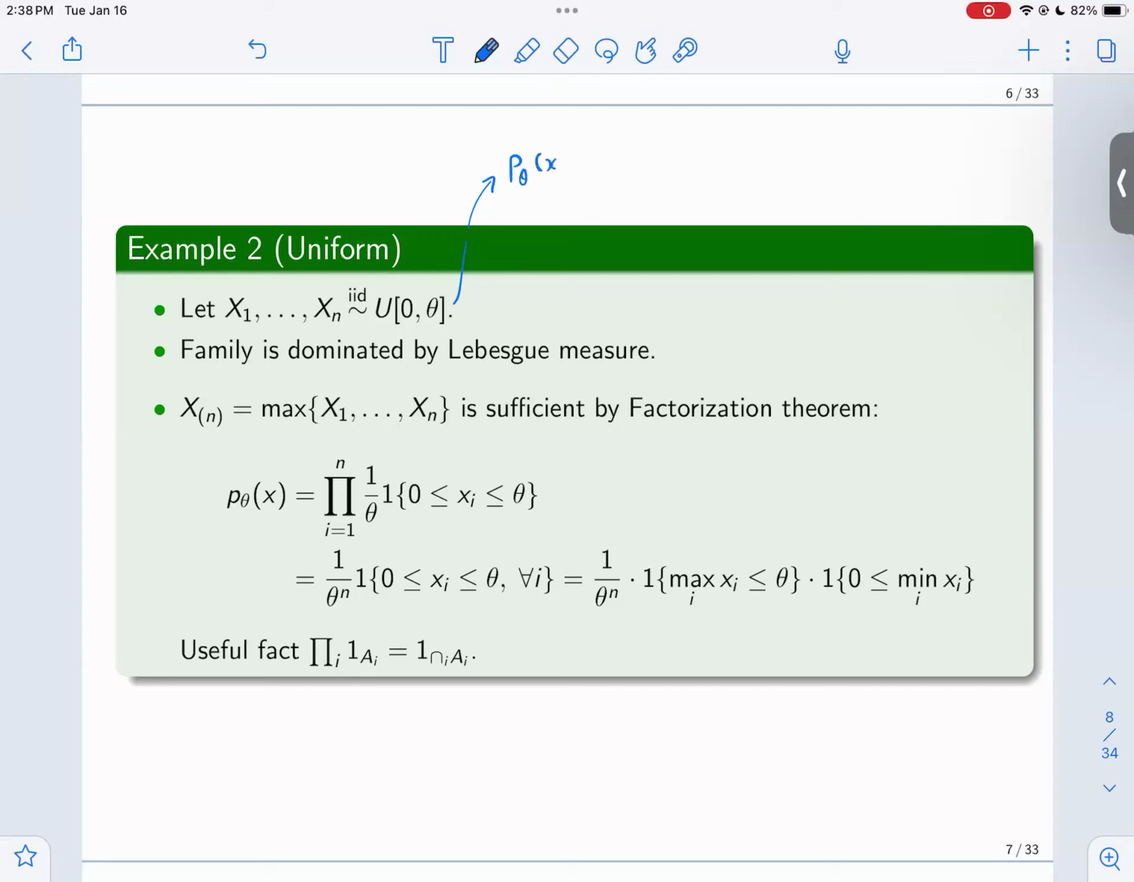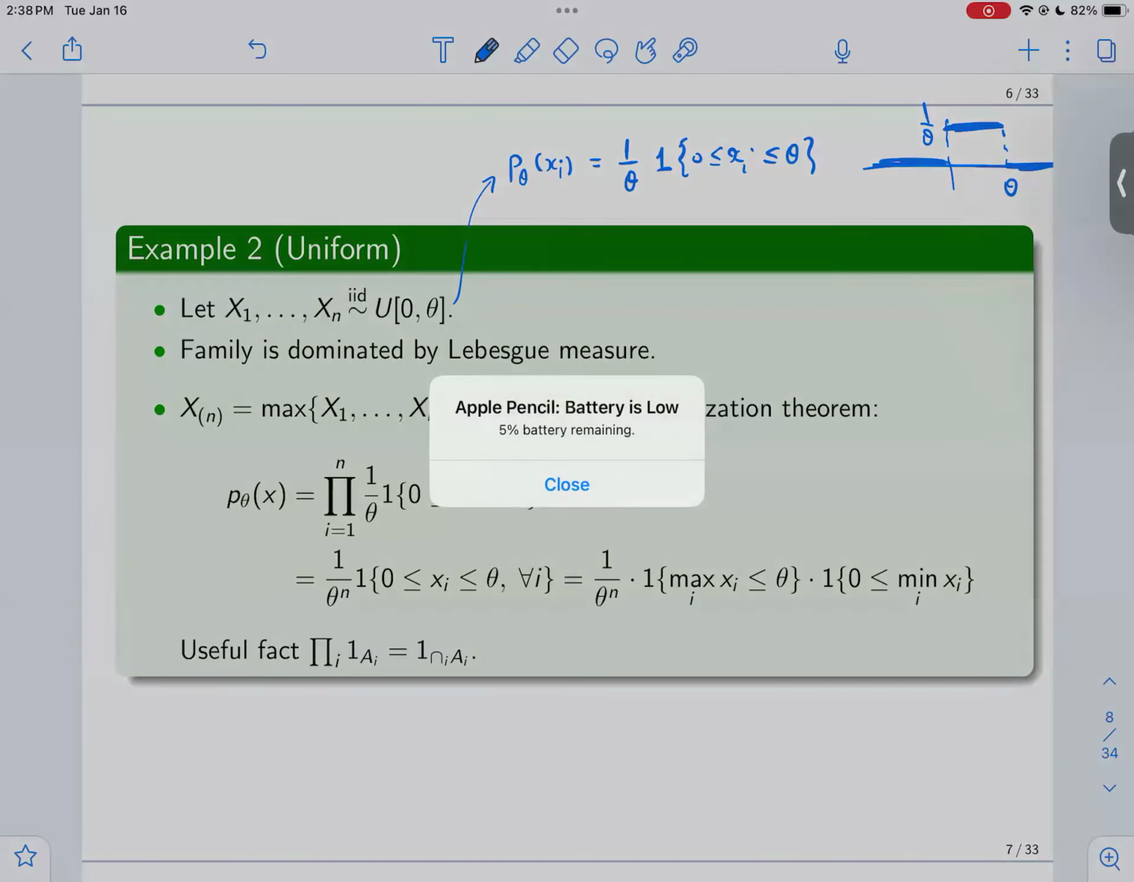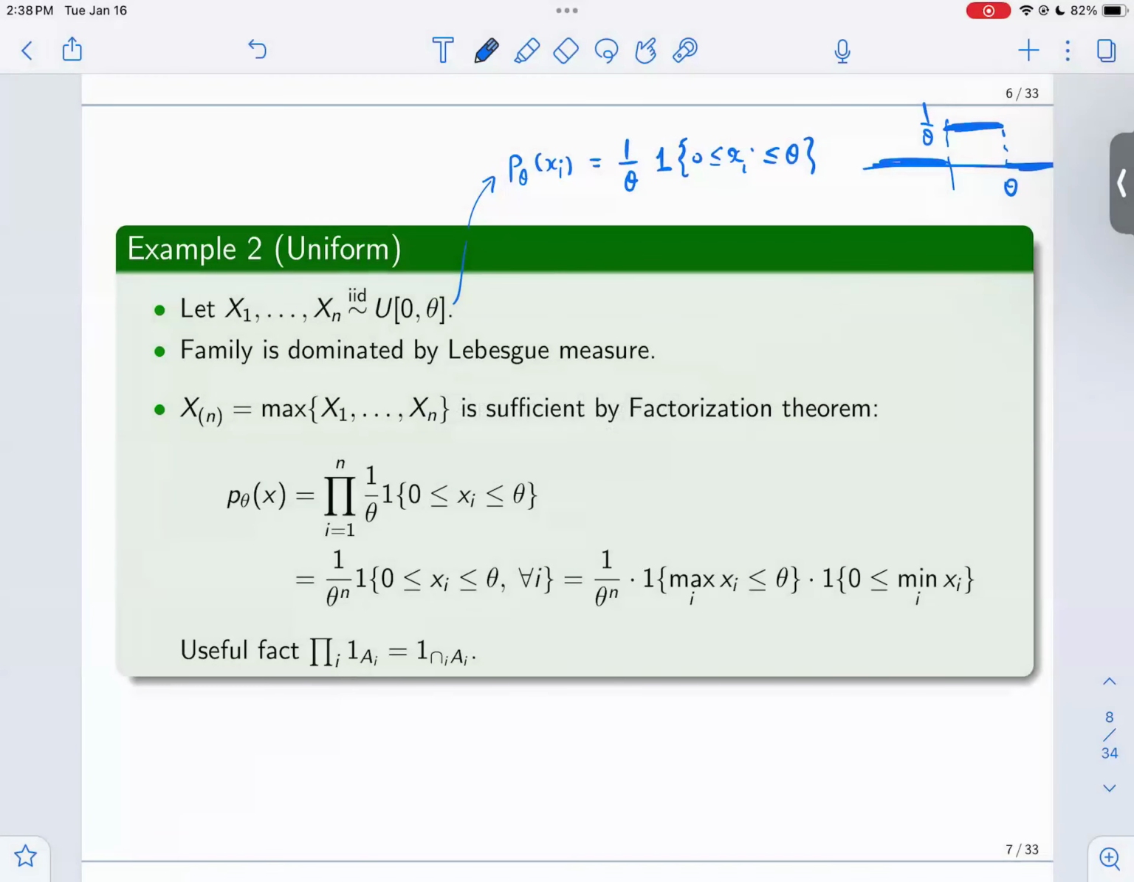Say p theta of x_i. 1 over theta, yes. And then I usually put an indicator to make sure x is in 0 to theta. If you want to integrate it against the entire Lebesgue measure, from negative infinity to infinity, you just restrict the support. So it's only 1 over theta from 0 to theta, and then 0 elsewhere. So we write it like that.